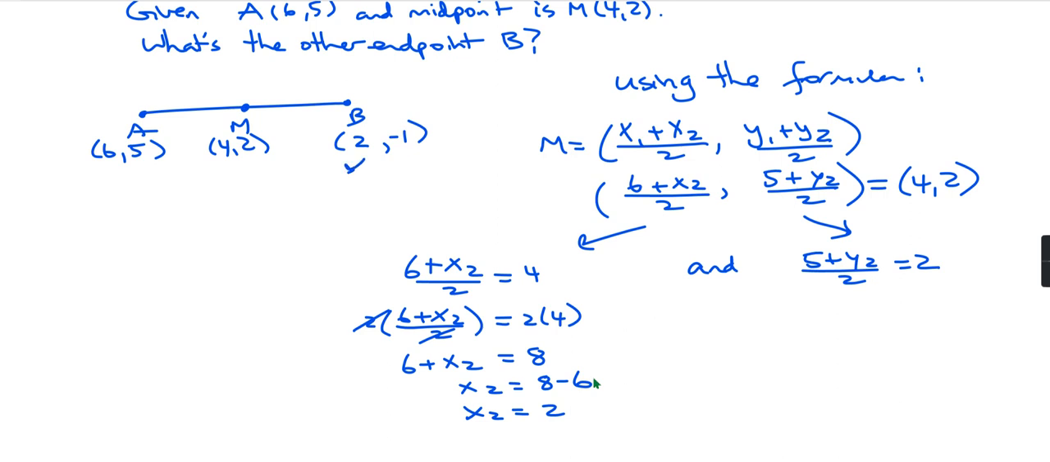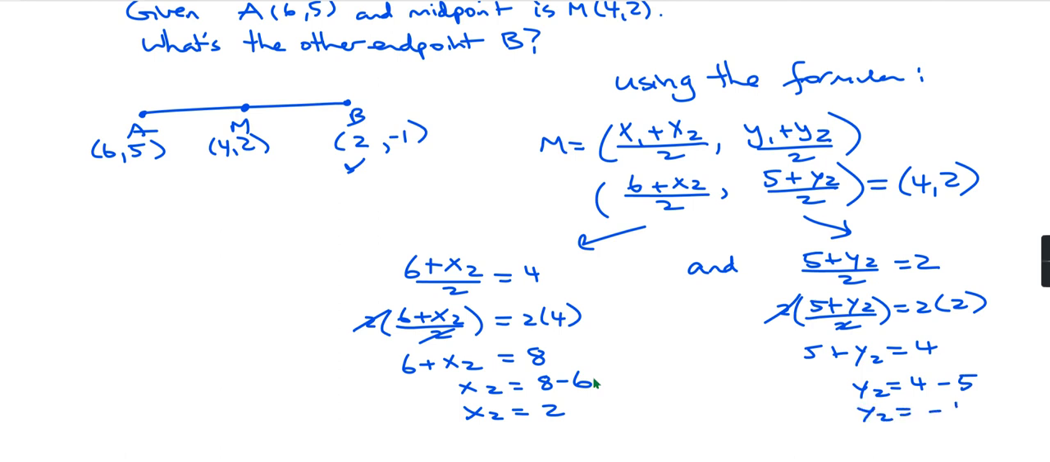Okay, and then we do the same thing for the y's. I see there's a denominator of 2, so I'm going to multiply both sides by the denominator to clear the fractions. This 2 and this 2 reduce, and I get 5 plus y2 equals 4. y2 equals 4 minus 5. y2 equals -1. And so that checks out also by reasoning. So therefore, the other endpoint B is (2, -1). Okay, that's midpoint.